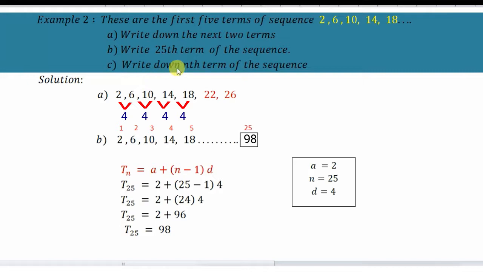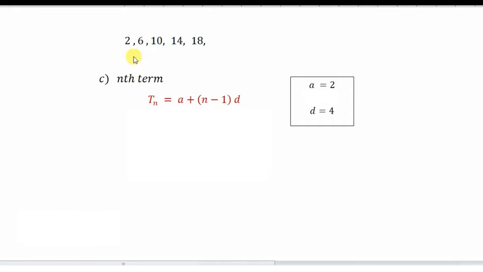Next, write down the nth term of the sequence. How do you write the nth term of the sequence? The nth term is basically finding the formula for this particular sequence. You have this formula which is applicable for all arithmetic sequences. But now for the nth term, you have to find a formula which will be applicable only for this sequence. So you will have n in it.